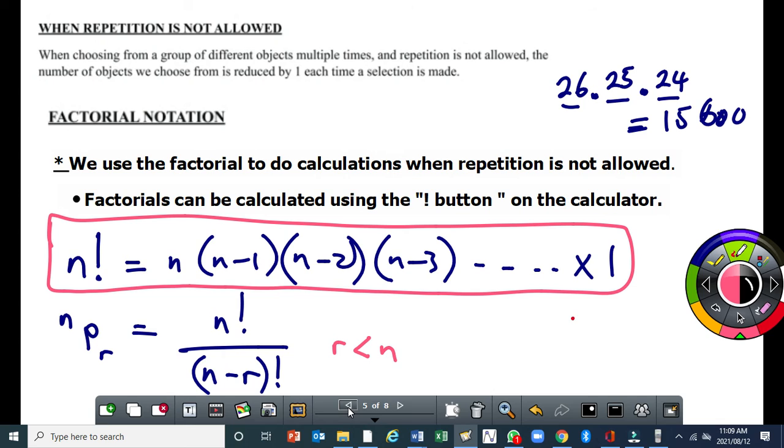Okay, if you've got a question, ask. There's no repetition, so how come there's 26?